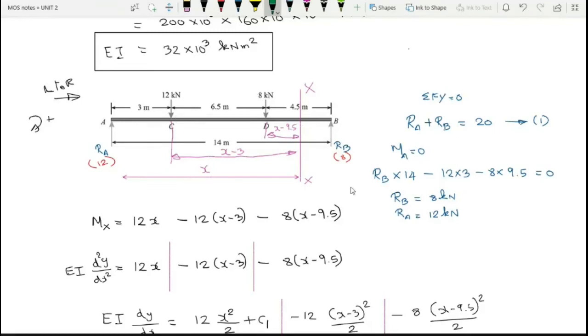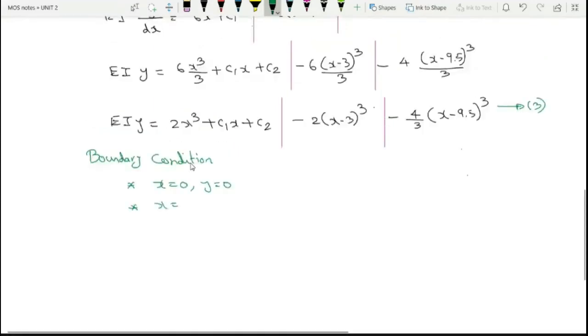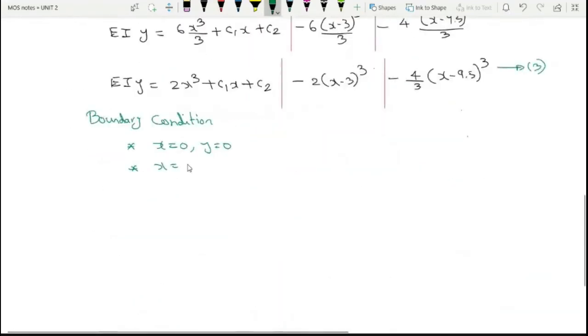So my conditions will be when x is equal to 0, y is equal to 0. And the second condition is when x is equal to 14. I think the entire beam size is 14, right? So when x is equal to 14, y is equal to 0. So this is my boundary condition. Okay. So I'm going to apply the first boundary condition. So let me consider when x is equal to 0, y is equal to 0.